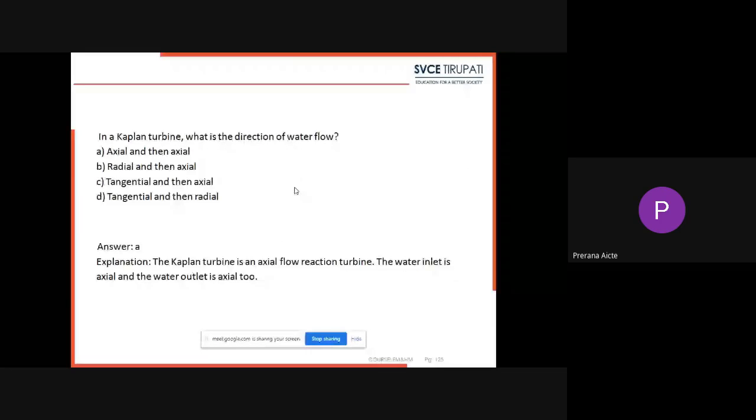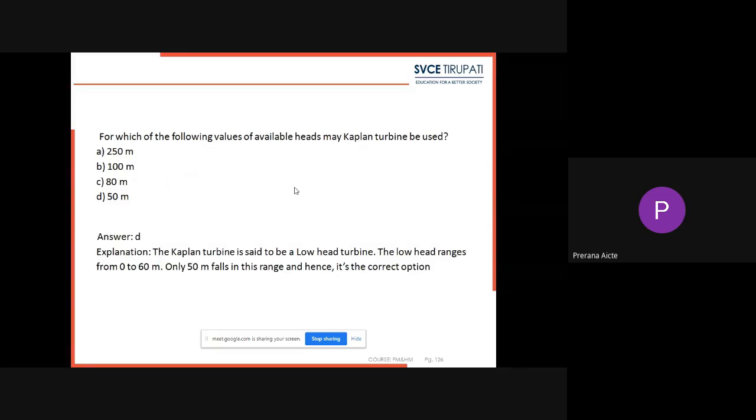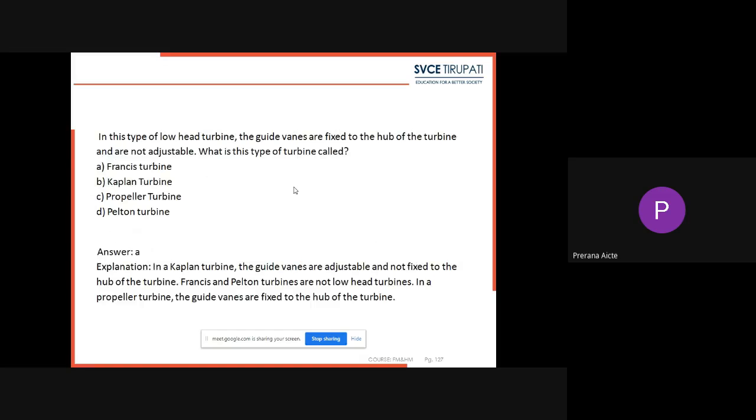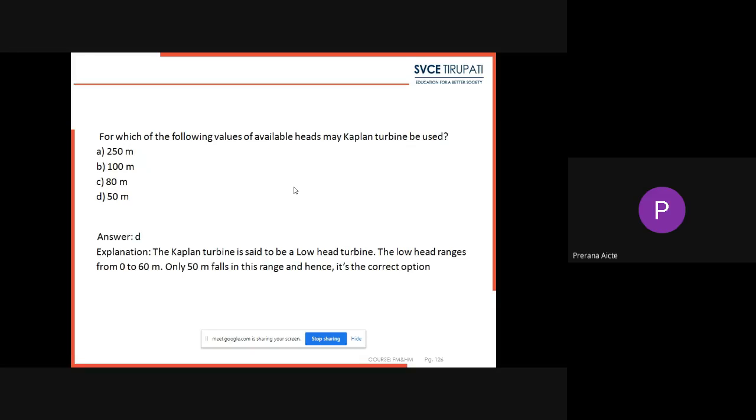In a Kaplan turbine, what is the direction of water flow? So the answer is axial. For which of the following values of available heads may a Kaplan turbine be used? Usually 50 meters. Why? Because the Kaplan turbine is a low head turbine. The low head turbines range from 0 to 60 meters.